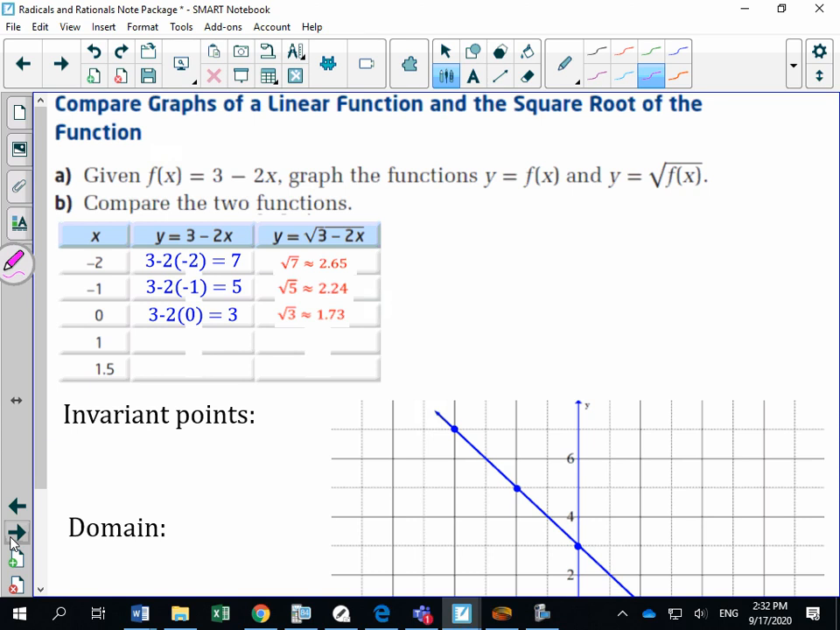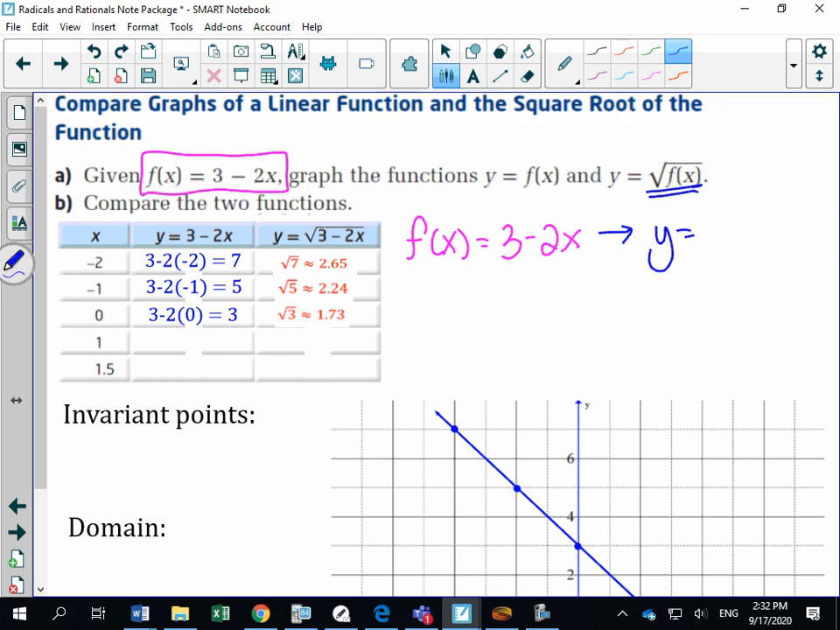Okay, let's do this function here. So what we're given is our original function, f of x is equal to 3 minus 2x. So that is going to be a linear function. And what we're going to do with that linear function is transform it, and we want to put that function underneath a radical sign.